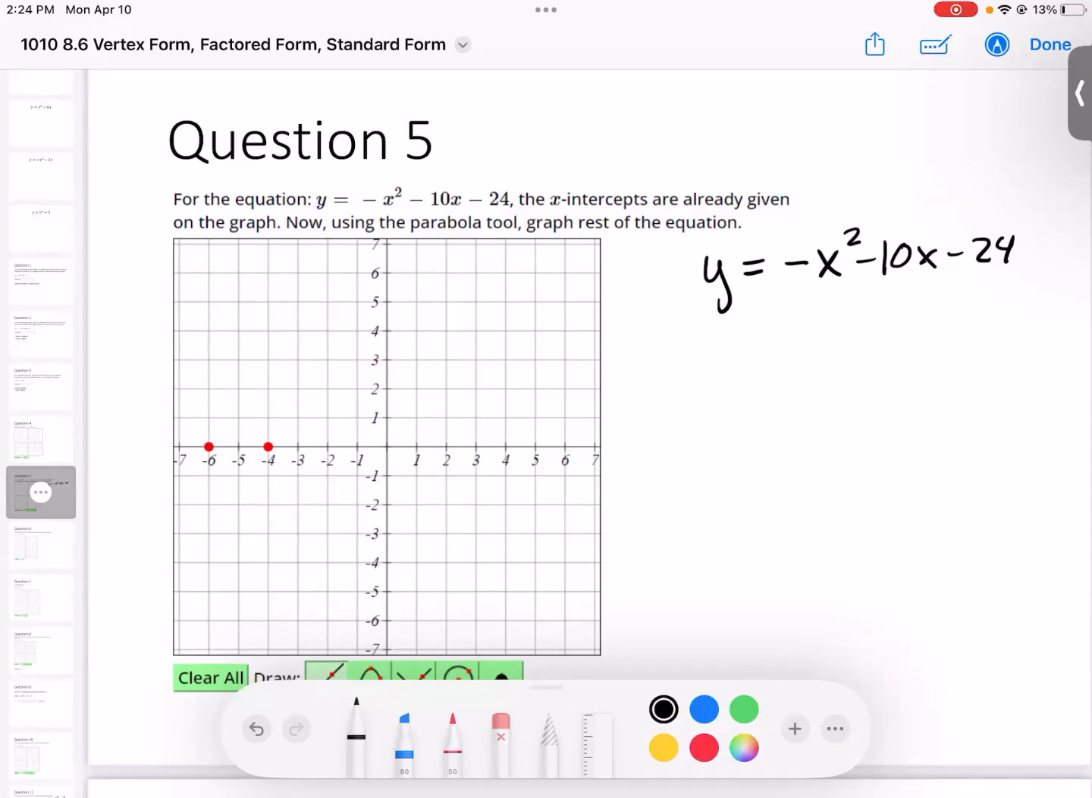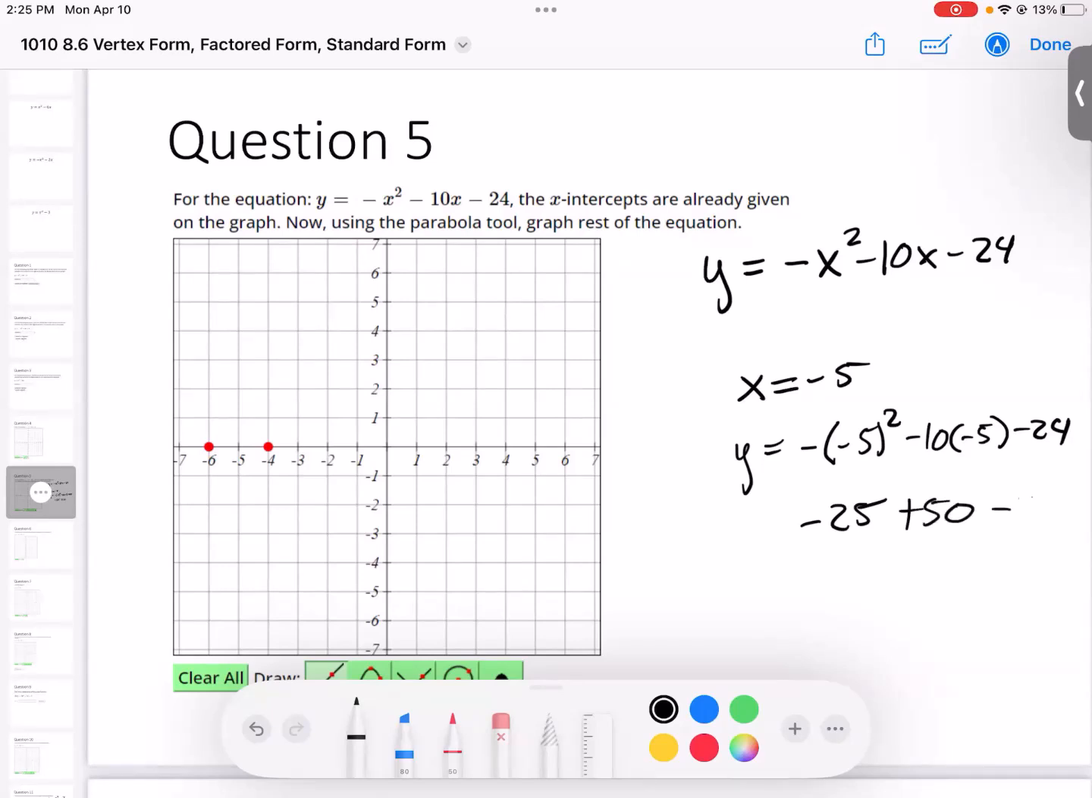So if I were going to do that strategy, I would say, well, I know that x equals -5 is my vertex x coordinate. To find out what y is, I would do y equals -5 squared minus 10 times -5 minus 24. -5 squared is +25, but then the opposite of that will be -25. -10 times -5 is +50. And then I have a -24. It looks like y is going to end up equaling 1. And so x equals -5, y equals 1 is my vertex.